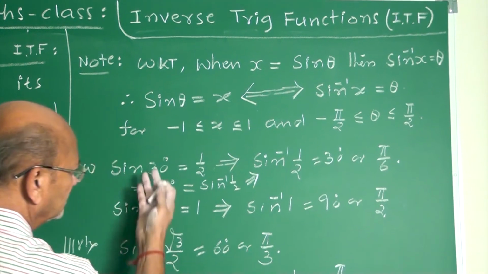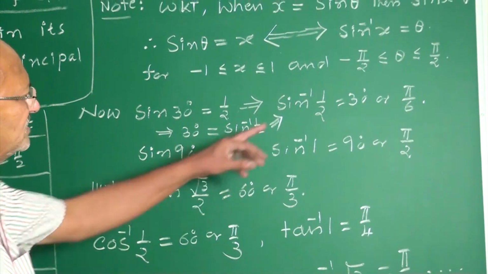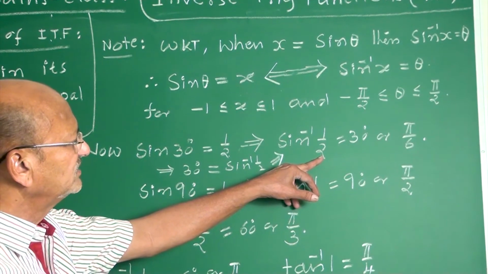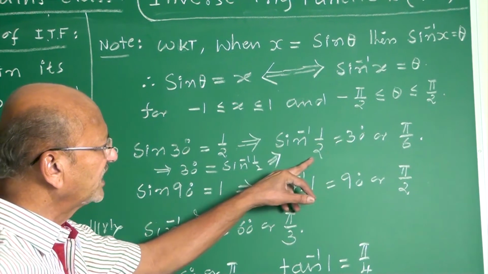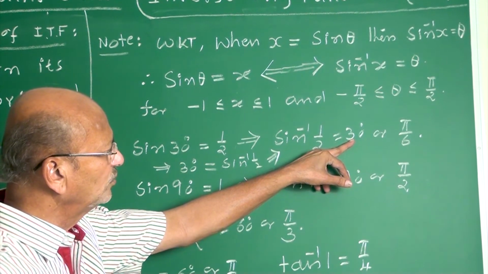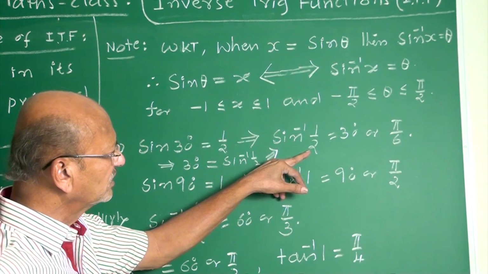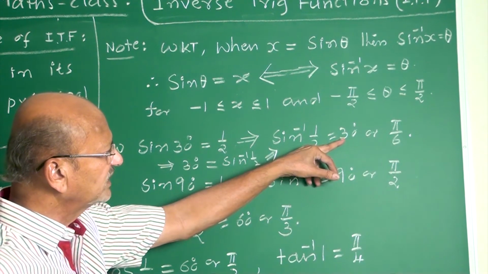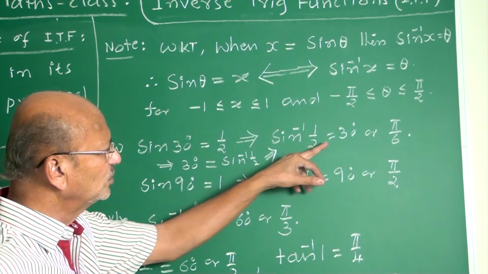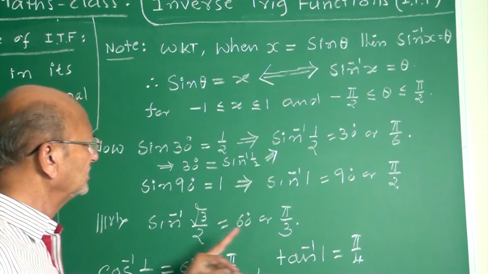Then, my friends, this drama is not necessary. Directly you are going to write: what is sine inverse 1 by 2? It is an angle whose sine is 1 by 2. You must know this angle. Corresponding to this number, sine 30 is 1 by 2. So sine inverse 1 by 2 is that angle, 30 degrees.